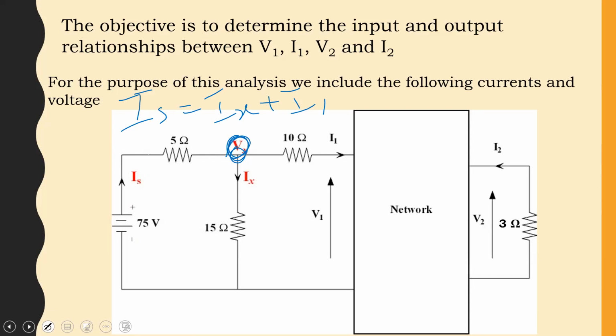So have you put in these currents? Put in I1, V1, I2, V2, Vx, Ix, Is. You have those in place? All right, I suppose I'm talking to myself today. Yes, sir. Yes, sir.